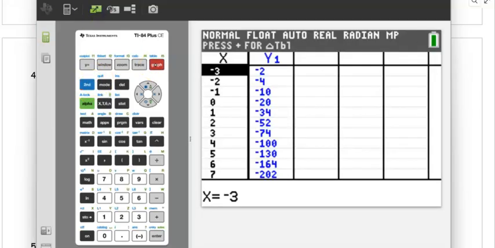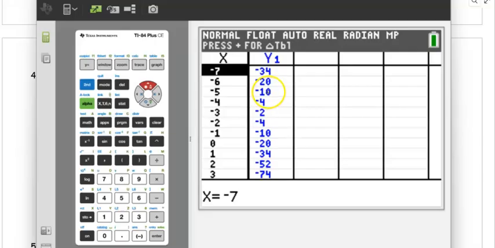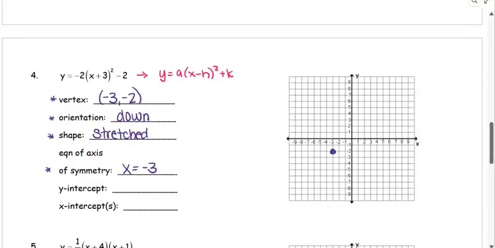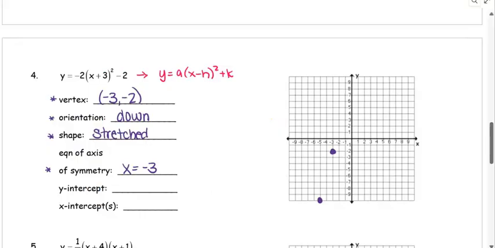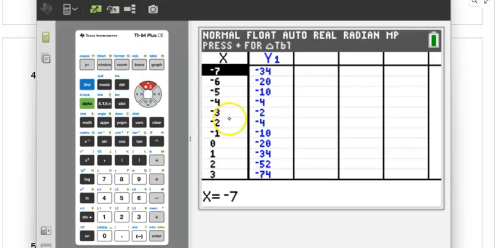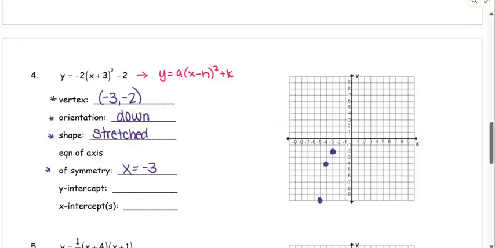So let's take a look at the table then. And I want to be able to plot some other points. I have -5, -10 that I can plot. I have the point -4, -4. I have -3, -2, and then you can see that it is symmetrical going down the other side. So I have -2, -4, and then I have -1, -10.